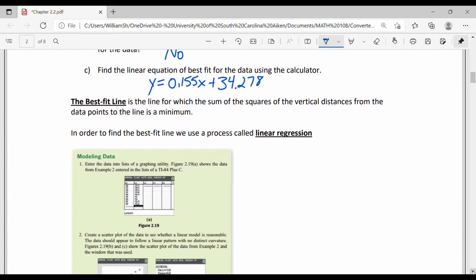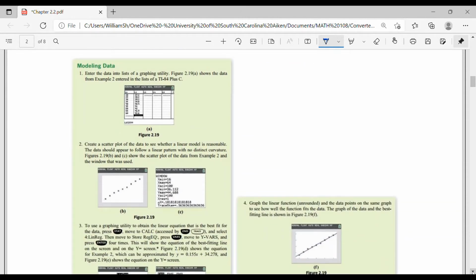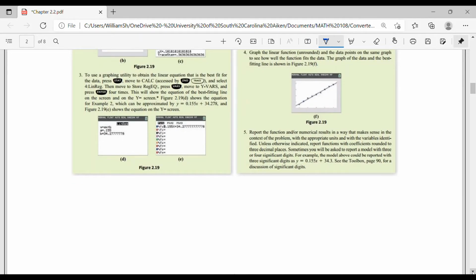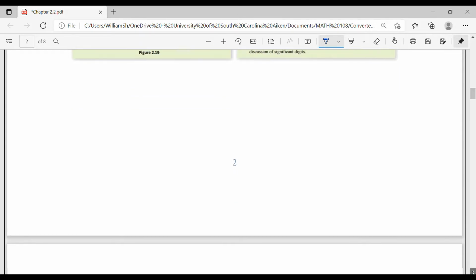Easy enough. Now, like I said, I gave you the written out book example of how to type all this stuff in. It says the best fit line is the line for which the sum of the squares of vertical distances from the data points to the line is a minimum. In order to find the best fit line, we use a process called linear regression, and it gives you a walkthrough of exactly what we did with this exact same example here. That's pretty nifty and easy. We did it. We're ready to go.